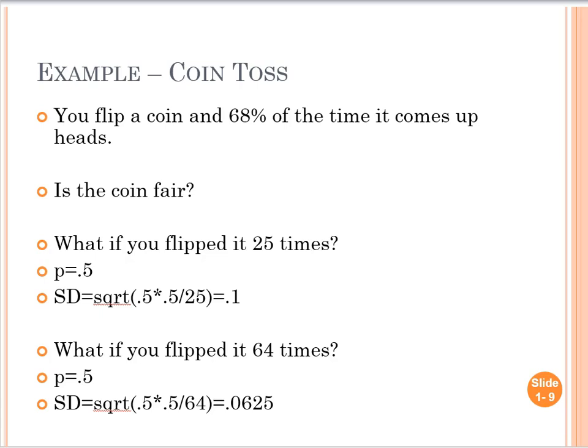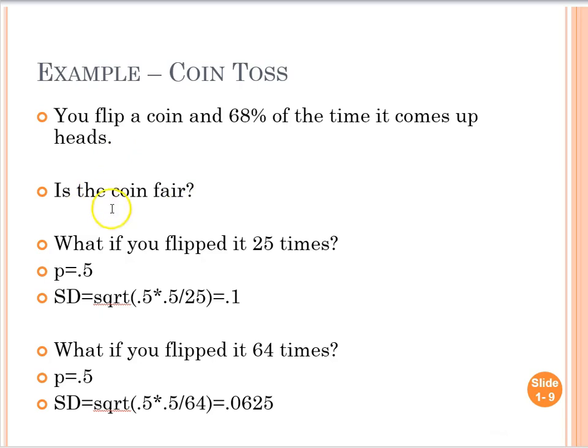When the field of probability and statistics was first developed, it was mostly developed for testing fairness of coins. Gambling was really popular in the 16th and 17th century, and so that's the reason why probability became really popular. So here you have a coin and you flip it, and 68% of the time it comes up heads. So we want to test whether or not this coin is fair.